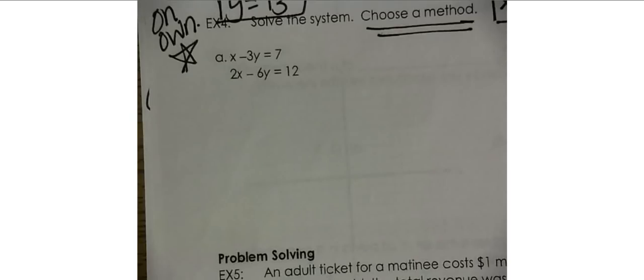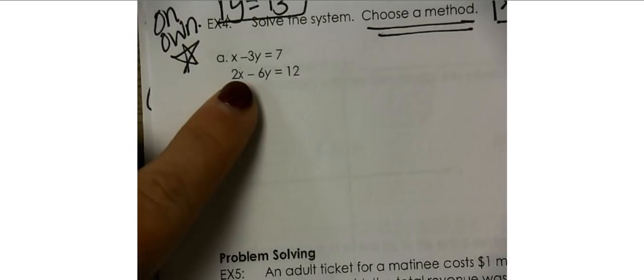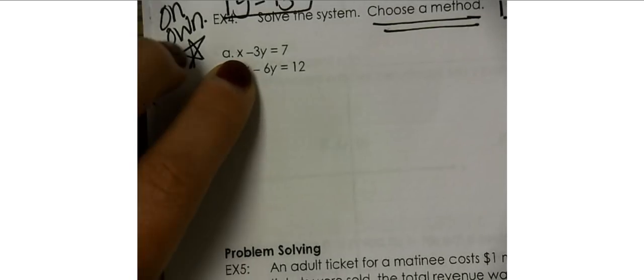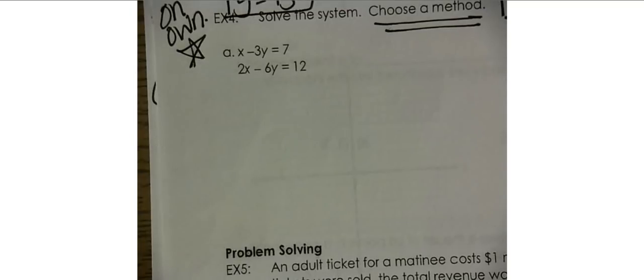All right. So we need to choose whichever method that we want. The nice thing about this problem is that I have a variable that has a coefficient of 1. You can use the elimination method. There's nothing wrong with that. But because we have a coefficient of 1, I would recommend the substitution method. So I'm going to use the substitution method.